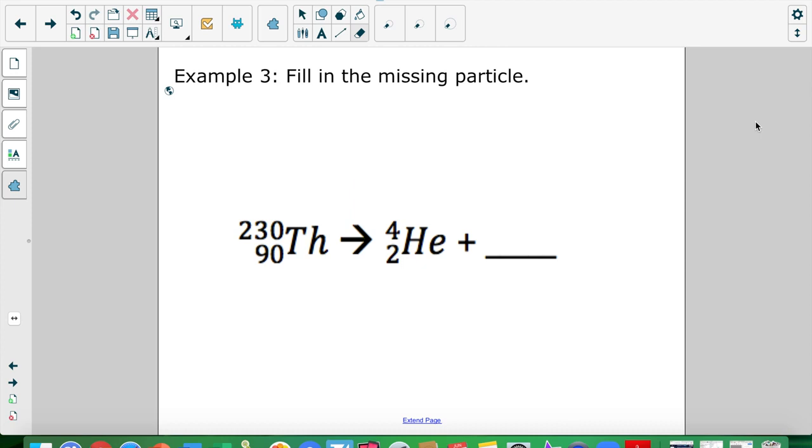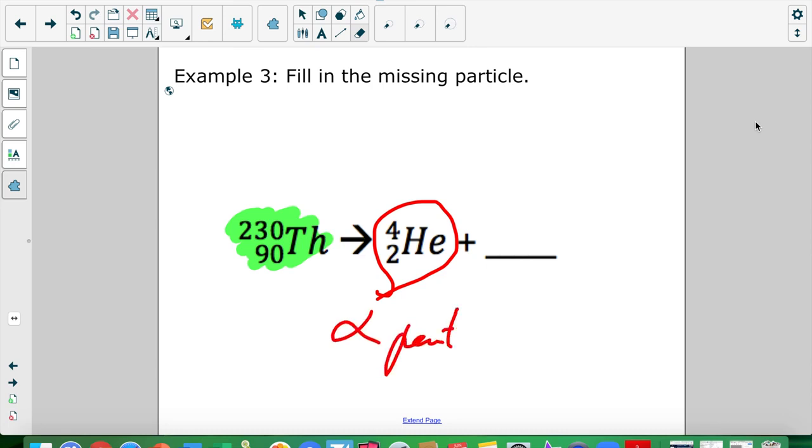So here we have another nuclear equation, and here what they give you is actually the particle that is being emitted in the original radioactive isotope, okay? So they give you thorium over here, and they tell you that an alpha particle is released. So how do I know that this is an alpha particle? Because this is a helium nucleus, okay? This is an alpha particle. Okay, so what I have to find here is actually the isotope this thorium transmutated into.